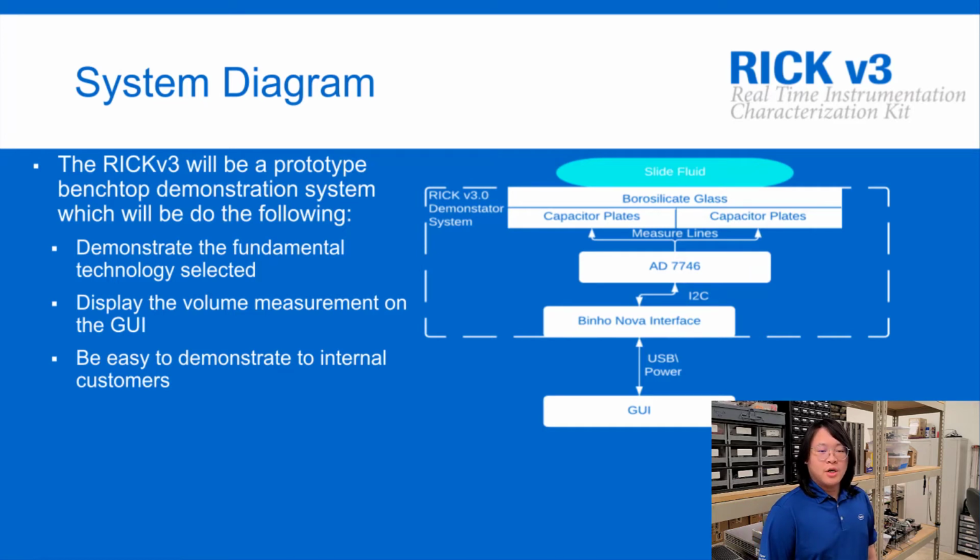Overall, our system starts by waiting for a capacitance reading from the AD73046 driver. Once it receives the data, the capacitance to volume module will do the conversion and output the resulting volume to our GUI. The GUI will then display it on the screen.